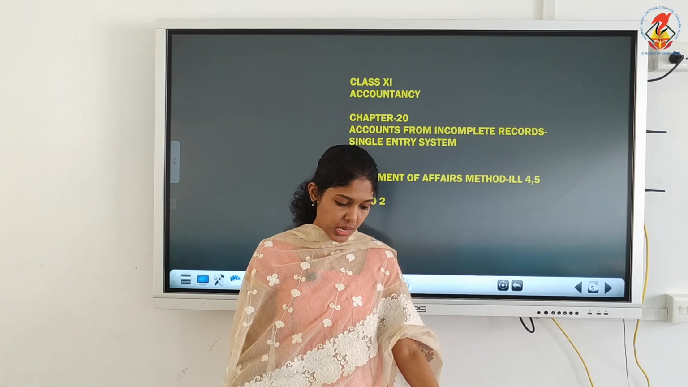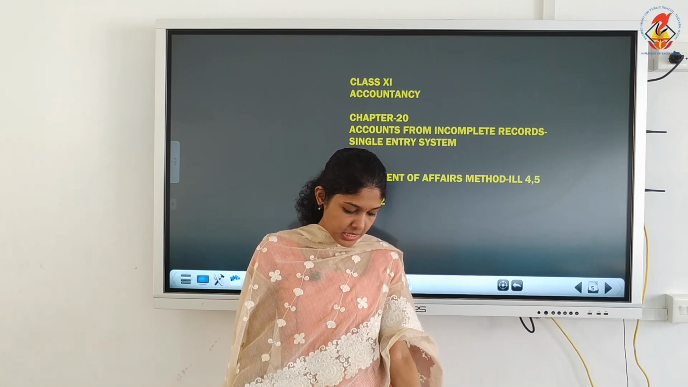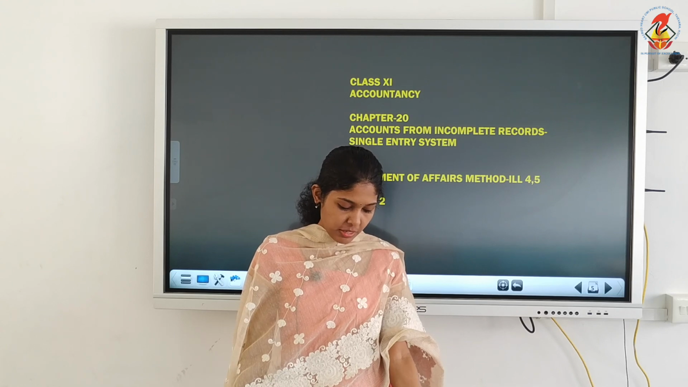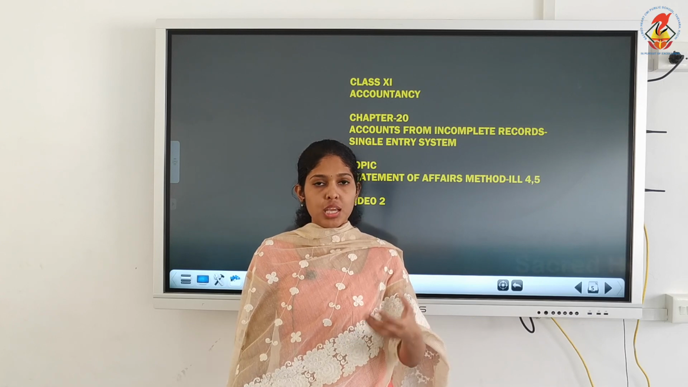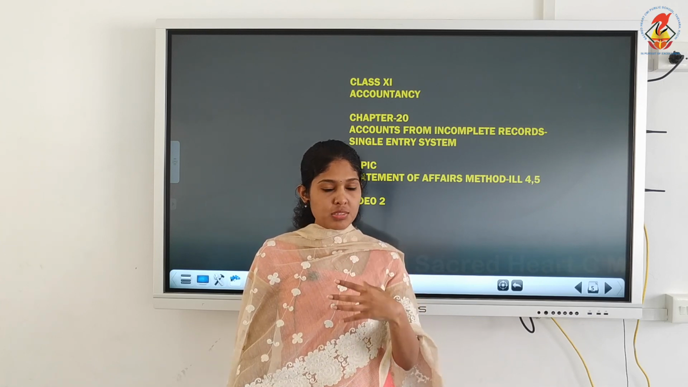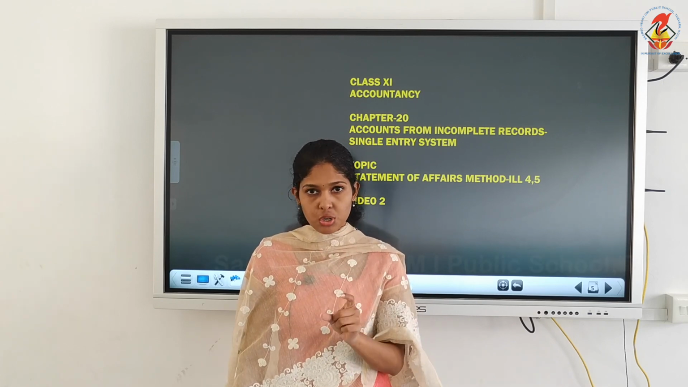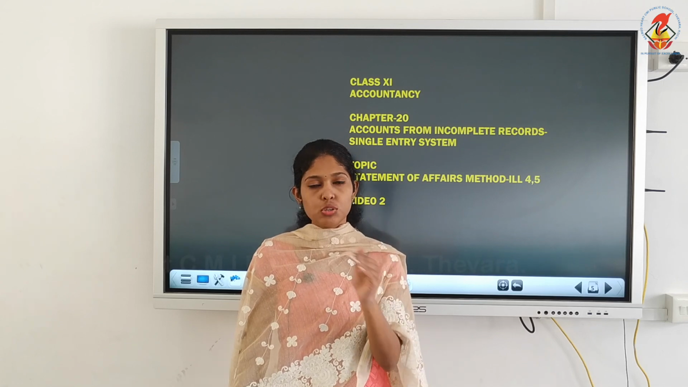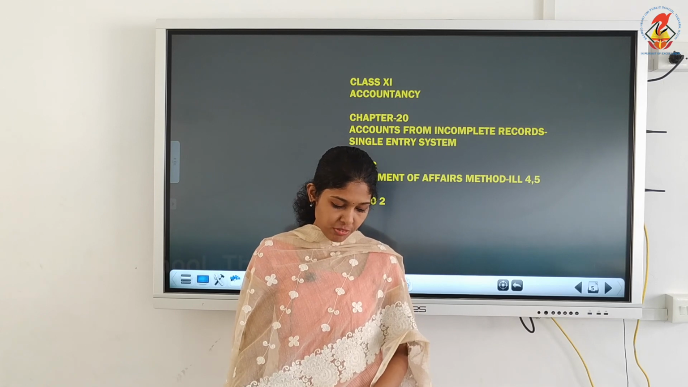Ramanuj keeps his books under single entry system. Assets and liabilities are given. During 2018-19, he introduced 10,000 as additional capital, then withdrew 3,000 every month for his household expenses. So, withdrawn every month means you have to take it as 3,000 into 12. That is your drawings. Don't simply write 3,000. Drawings will be 3,000 into 12 because we are withdrawing 3,000 per month. Ascertain his profit for the year ended.